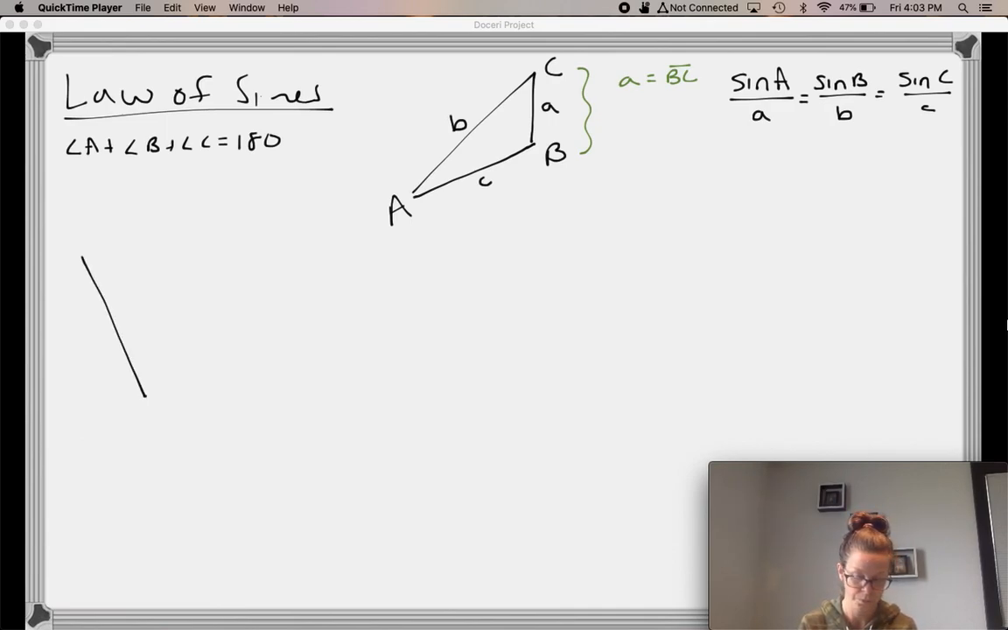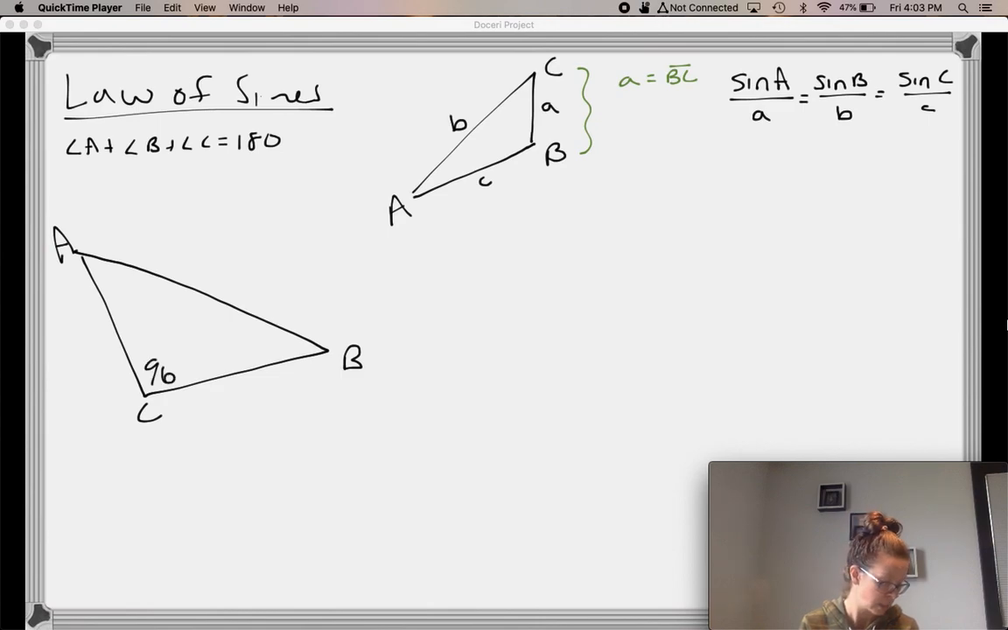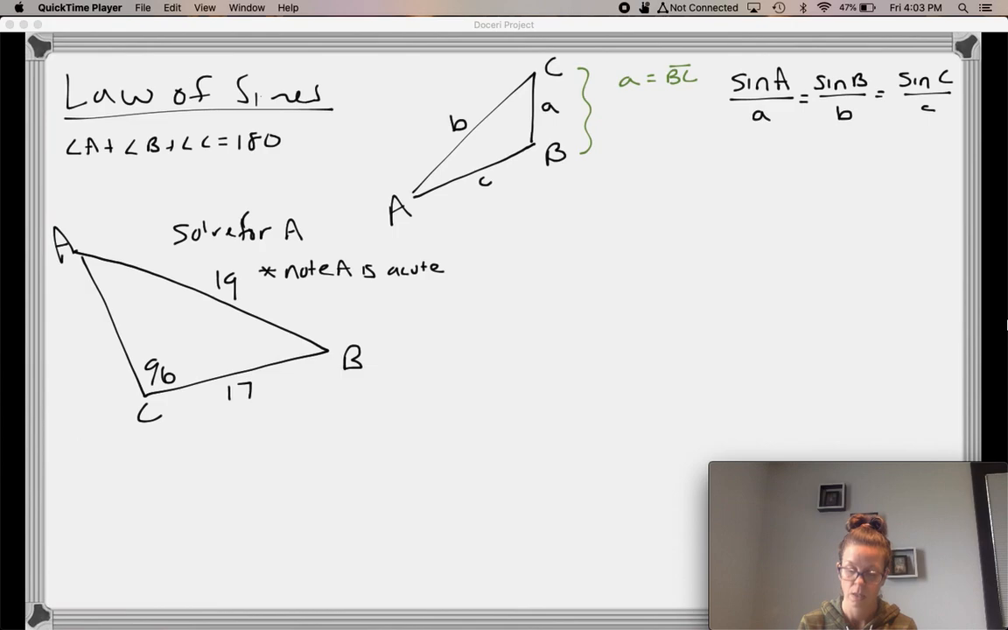So let's see, A, B, C, 96, 17, 19, solve for A, and then it's going to say something like, note A is acute. Okay.